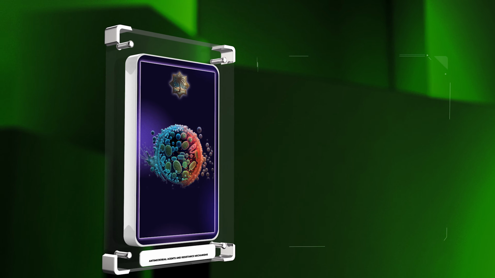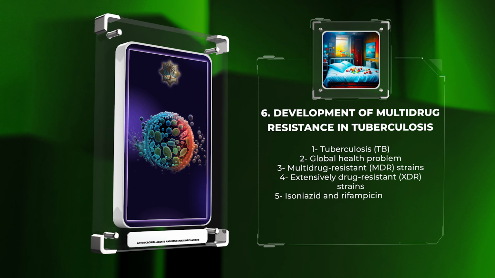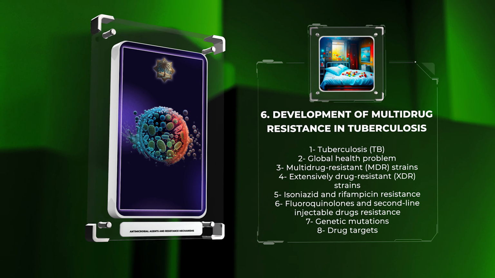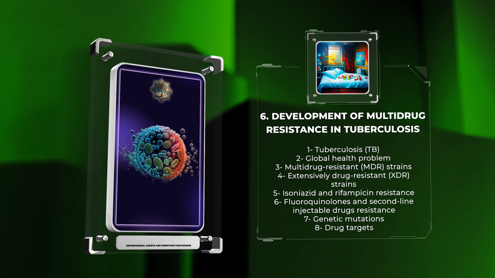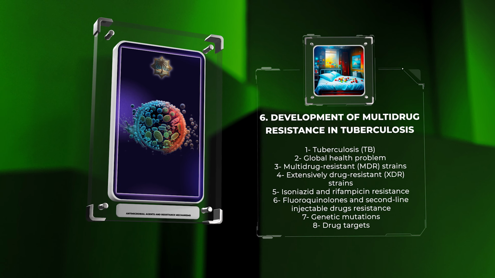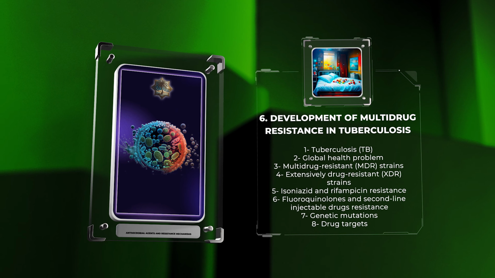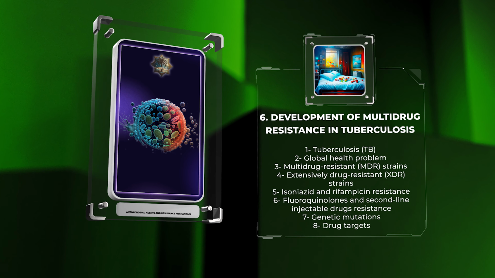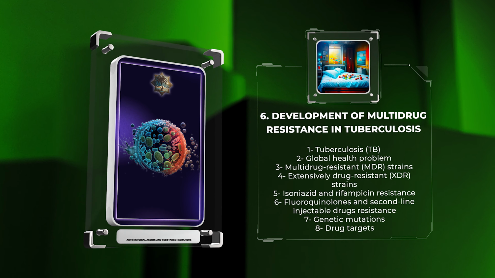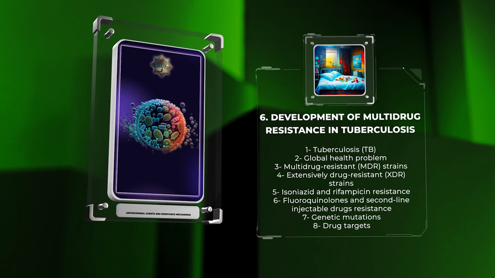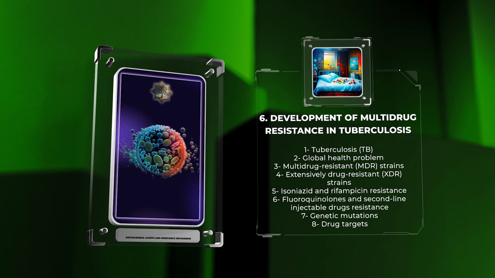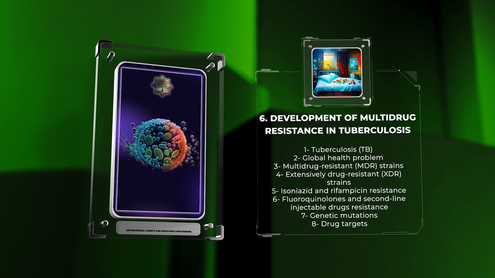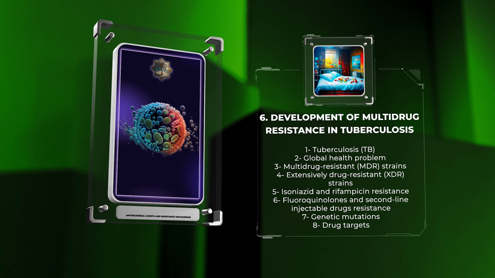Tuberculosis, TB, remains a major global health problem, with multi-drug-resistant, MDR, and extensively drug-resistant, XDR, strains emerging. MDR-TB is resistant to at least isoniazid and rifampicin, while XDR-TB is MDR-TB with added resistance to fluoroquinolones and second-line injectable drugs. Drug resistance in TB develops through genetic mutations affecting drug targets or enzymatic processes. Knowledge of these mechanisms is crucial in combating drug-resistant TB.